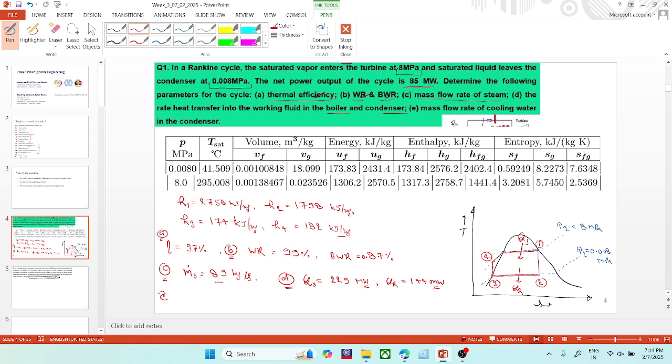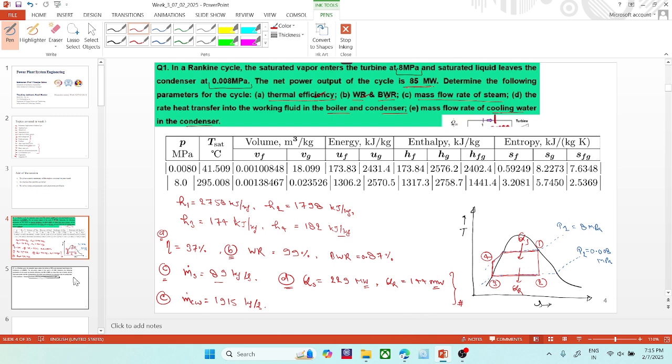The last part they have asked is the calculation of the mass flow rate of the cooling water in the condenser. So for that, we just have to equate QR equals m dot of cooling water times the enthalpy difference, and this value will come as a mass flow rate of cooling water of 1915 kg per second. So please check these values if you get values around that.